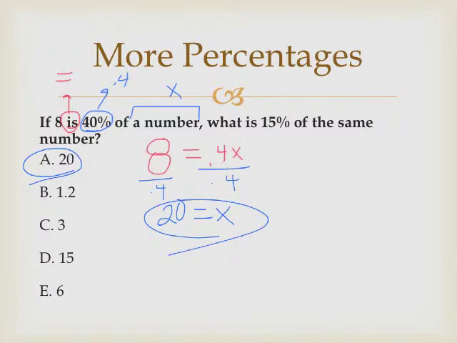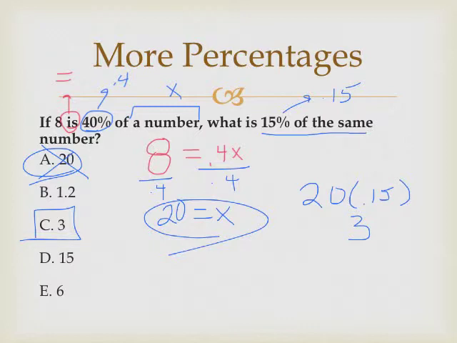No. The question is, what is 15% of the same number? So what is 15% of 20? What is 20 times 0.15? So remember, 15% is the decimal 0.15. So 15% of 20 is 3. And so we're going to want the answer of 3.